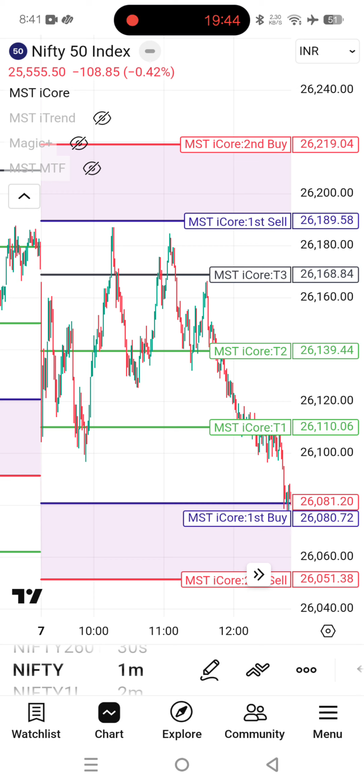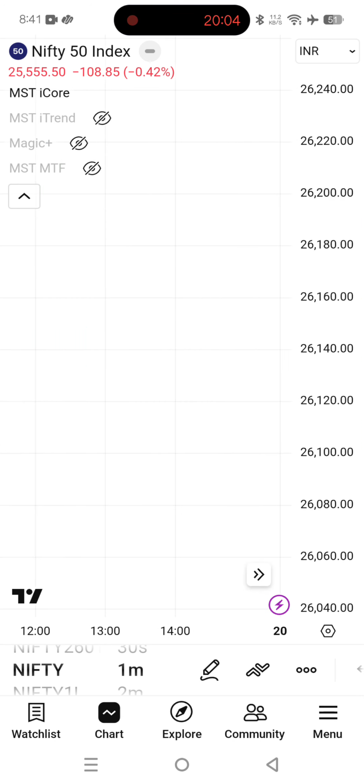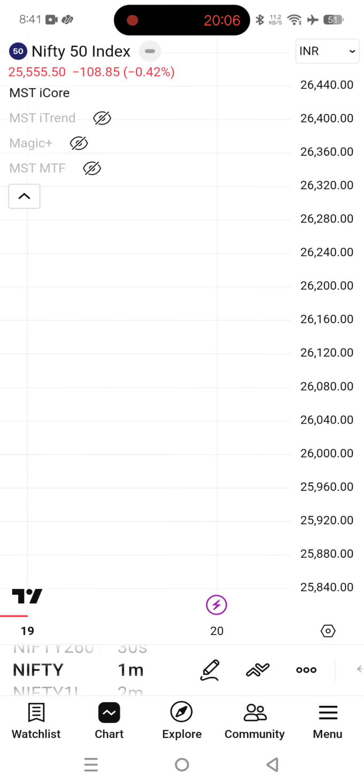See, I'm showing you all this in just the 1 minute time frame. If you are going for a little higher time frame, that is also good. It is up to you. Our indicator is not changing the values or the supply zone or demand zone based on the time frame. Time frame is nothing, only the zone is important. So this is about our MST iCore.